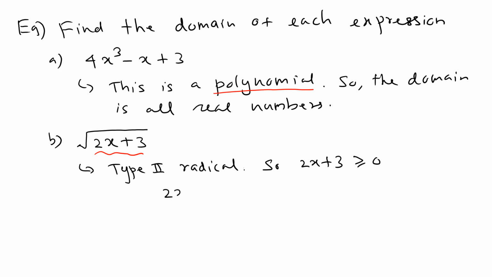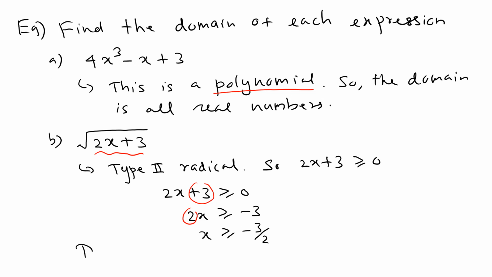We solve this the way we solve an equation, but you have to be careful when you divide. The first thing to do is move the plus 3 to the other side, so we subtract 3 from both sides: 2x is greater than or equal to negative 3. Next, we isolate x by dividing by 2: x is greater than or equal to negative 3 over 2. So that's the condition.